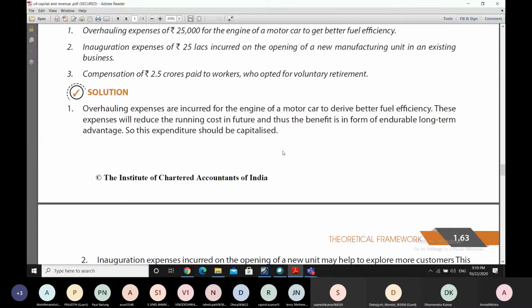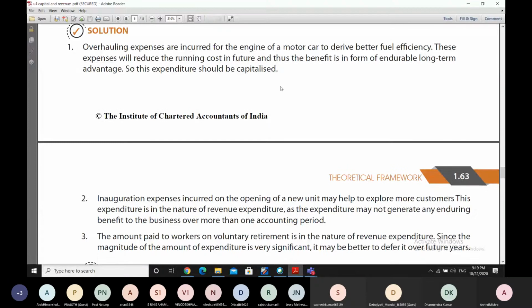The third example is the compensation of 2.5 crore rupees which is paid to workers. Now these workers have opted for voluntary retirement. The workers have been paid voluntary retirement benefit. Now the magnitude of the amount of expenditure is very significant, because a big amount is being spent here on the workers, because they are going for voluntary retirement.